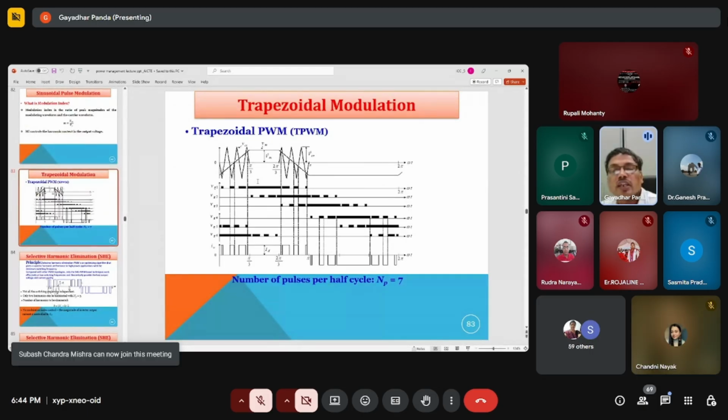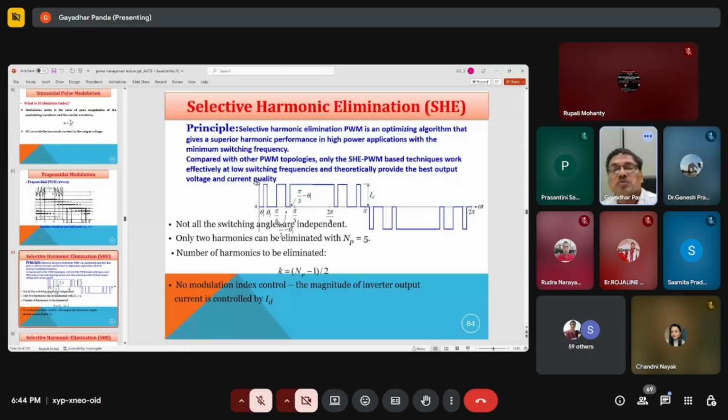And this is a trapezoidal wave modulation. There are so many modulation techniques, like space vector modulation and modified space vector modulation. Many modulation techniques are also available, and mainly the idea is how to reduce the harmonic content.